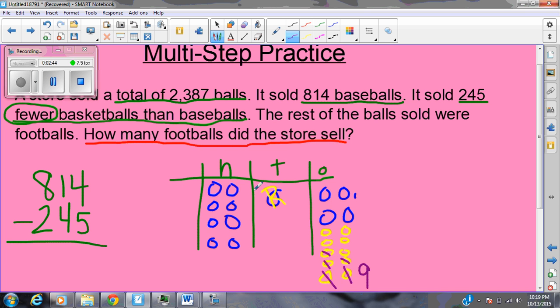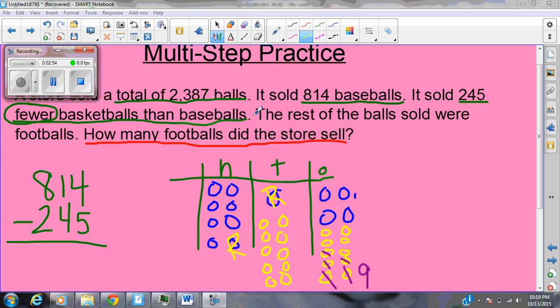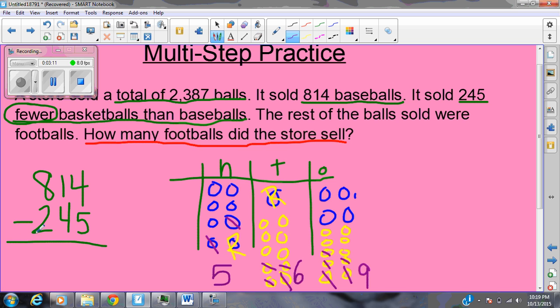Now I have to take away 4 tens, but again, I don't have any because I regrouped the one that I had. So I need to regroup the hundreds. That leaves me with 10 tens, and now I'm able to take away the 4. 1, 2, 3, and 4. And it leaves me with 6 tens. Okay? And now I can go ahead and just take away the 200s because I have enough to do that. And that leaves me with 500s. So my answer to how many basketballs there are is 569.